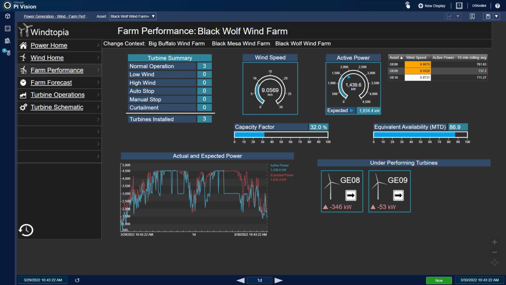The active power has fallen significantly below the expected power. Turbines GE08 and GE09 both are underperforming based on the current wind speed and direction. With a 350 kilowatt power loss on GE08, the plant manager starts by looking into that specific turbine.